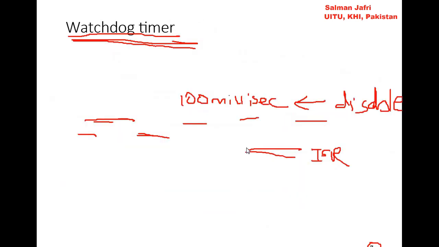Now we can look at the watchdog timer, which is a very useful timer. The watchdog timer has many applications, one of them being that it can be used for certain interrupts. For example, we might set the watchdog timer to disable itself after 100 milliseconds, or in other words, if the watchdog timer is not disabled within 100 milliseconds, the watchdog timer would generate an interrupt. So that is the idea.